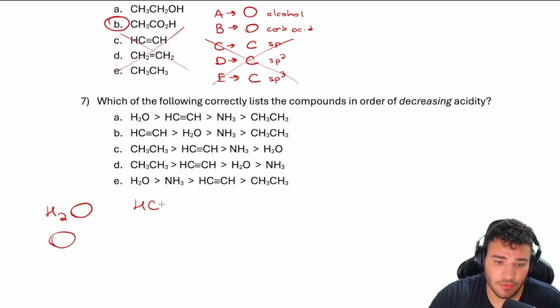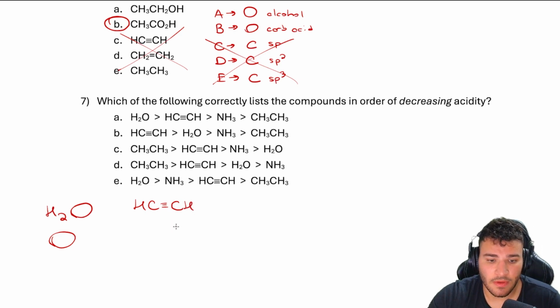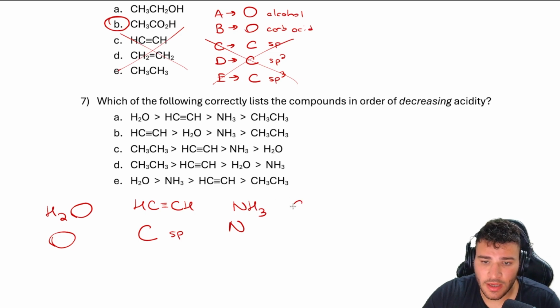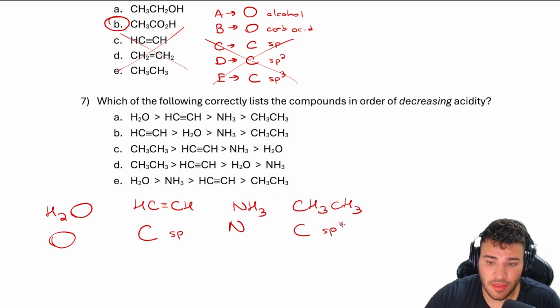The next compound that we'll see is triple bonded carbon. And so what we can say is it's connected to a carbon that is sp hybridized. The next is NH3, and so that is nitrogen that's just regular. There's no positive charge, nothing remarkable about it. And then CH3, that is just a carbon that is sp3 hybridized.